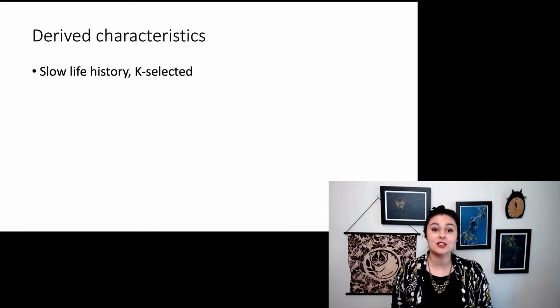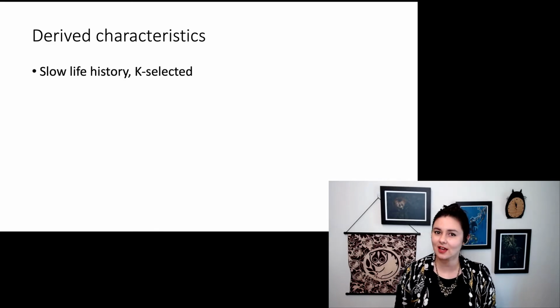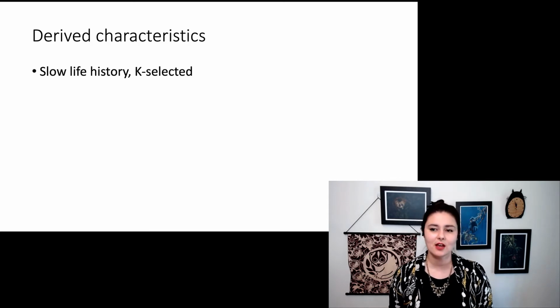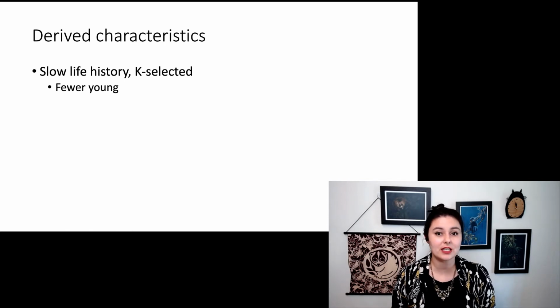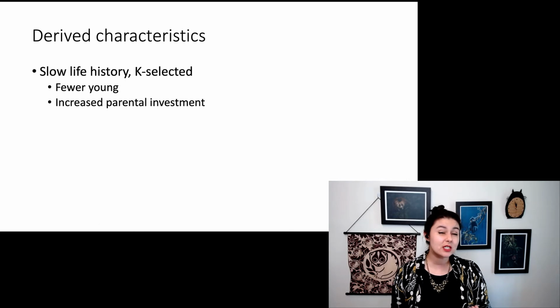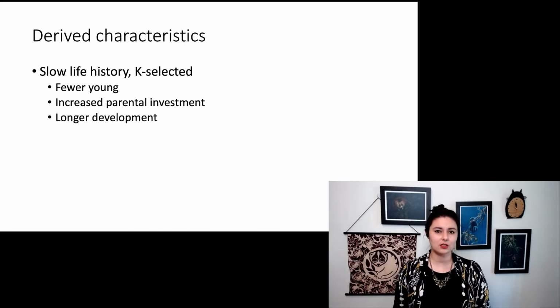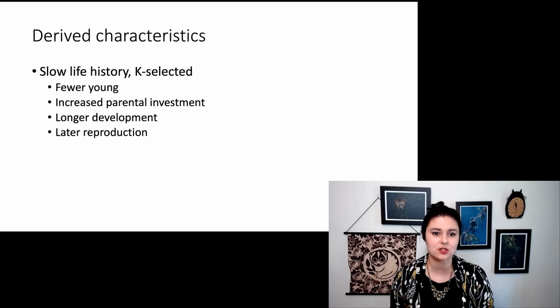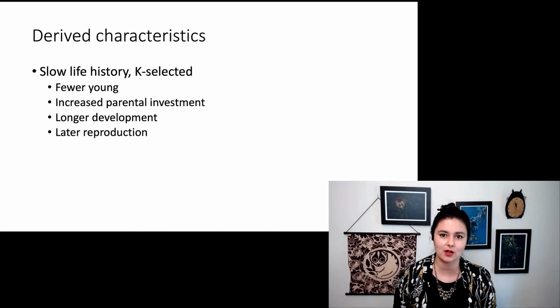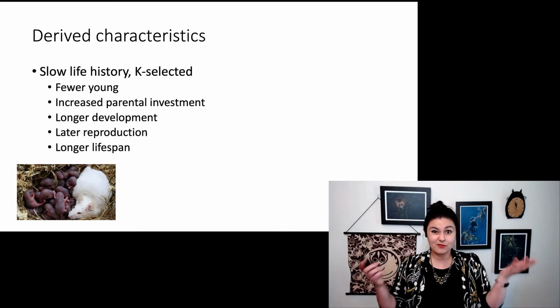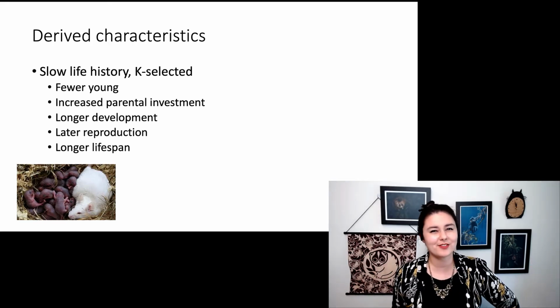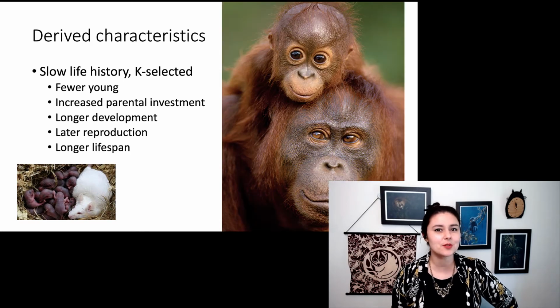We also have a slow life history, something we call K-selected or selected for carrying capacity. This means we see fewer children in each individual birth, increased parental investment, and a longer development and later reproduction. So overall, just a longer life history going on. This is in contrast to most mammals, which are relatively small, short-lived, and have a lot of babies all at once. It's pretty rare for humans to have a lot of babies all at once, and most primates only have one offspring at a time.